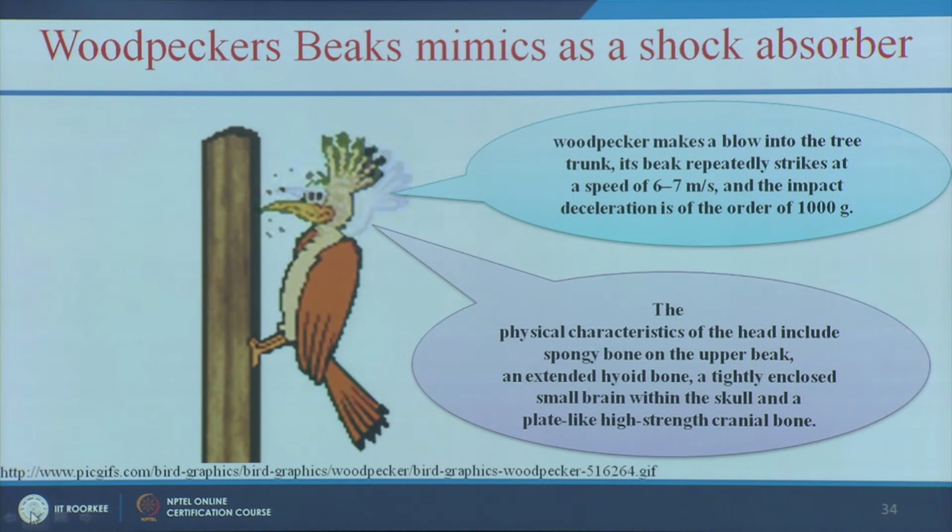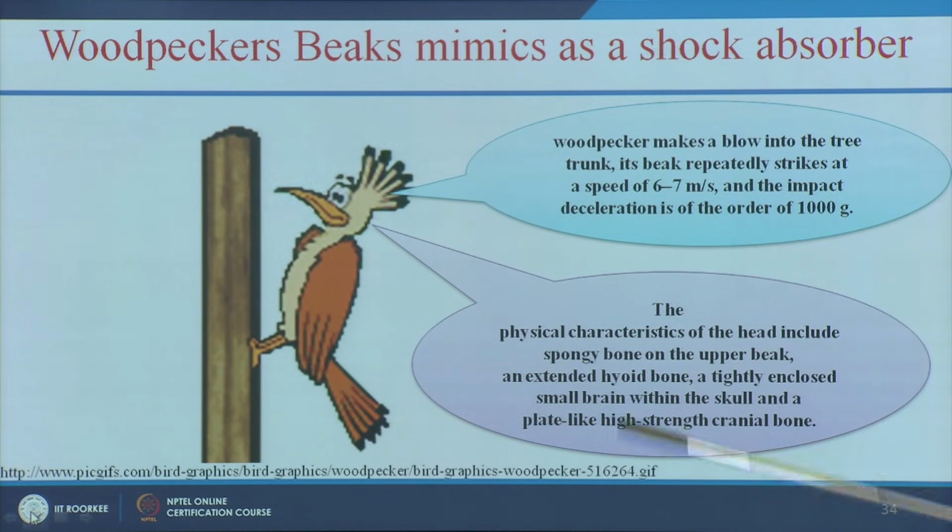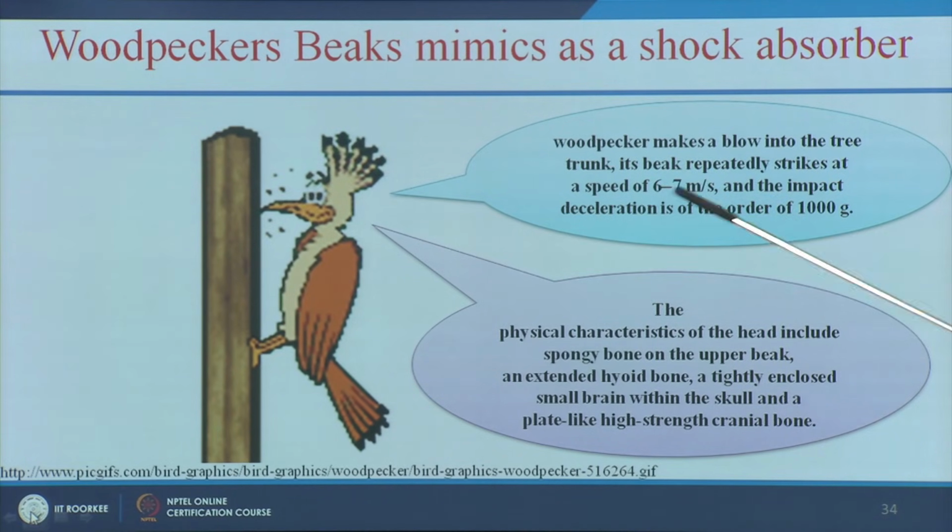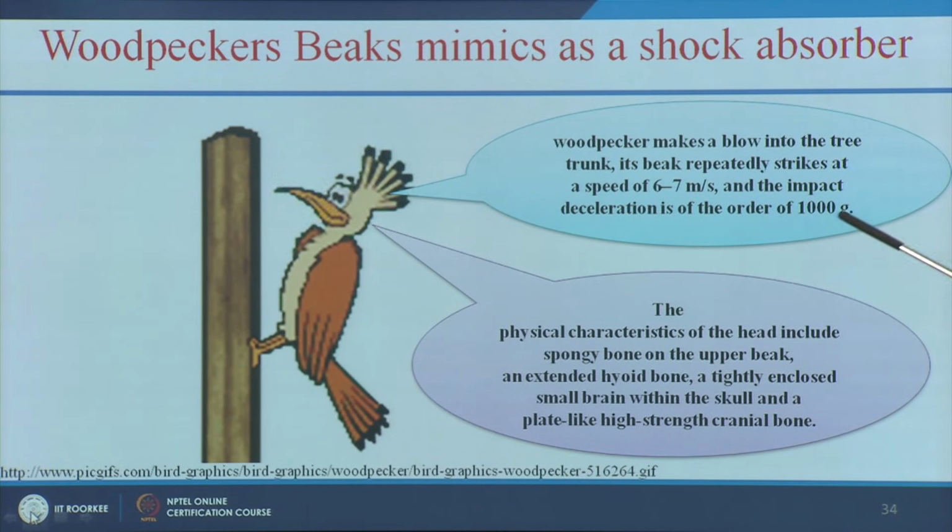So, let us see another example, woodpecker beaks. You can see here the woodpecker makes blows into a tree trunk, and its beak repeatedly strikes at a speed of 6 to 7 meter per second, and the impact deceleration is in the order of 1000 G, and still it is able to maintain its proper structure.